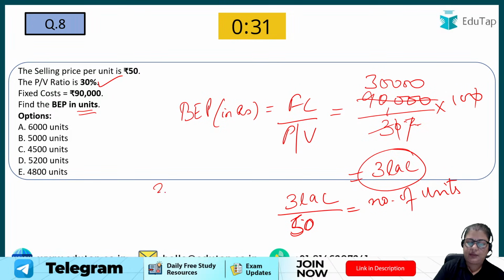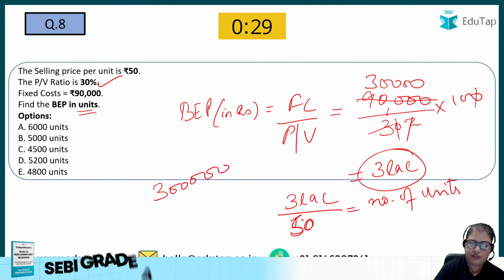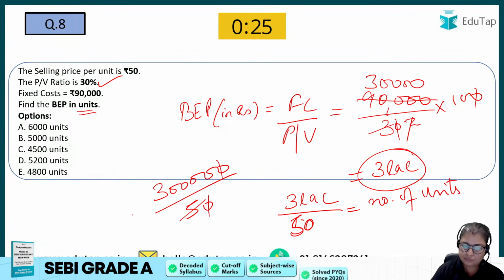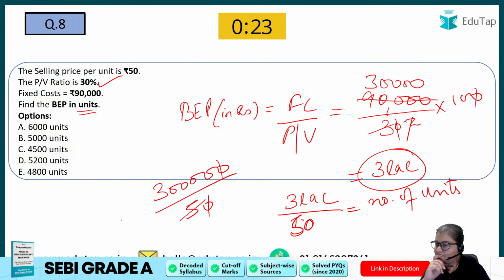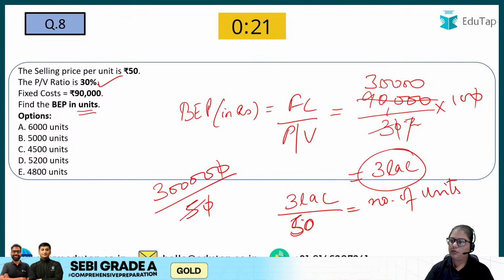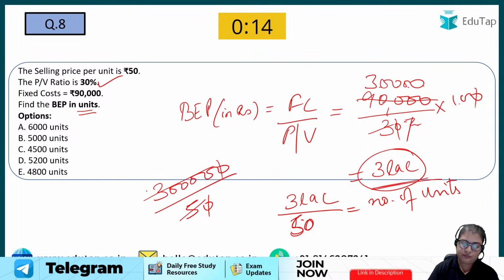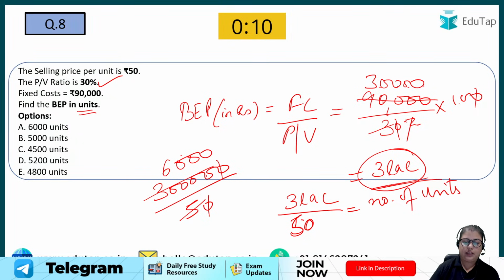So just quickly tell me. I'll just calculate here. Divided by 50. This will be, have I done something wrong? Oh yeah, 3 lakh. So it will be 6 1 2 3. No, okay, done. 6,000 units. So 6,000 units, option A is the correct answer.